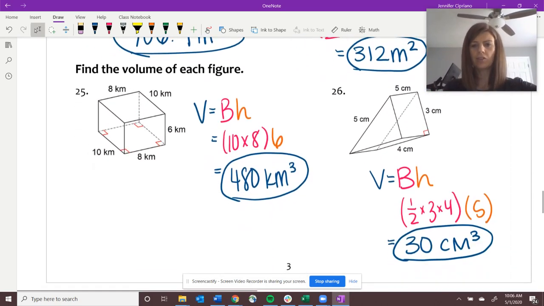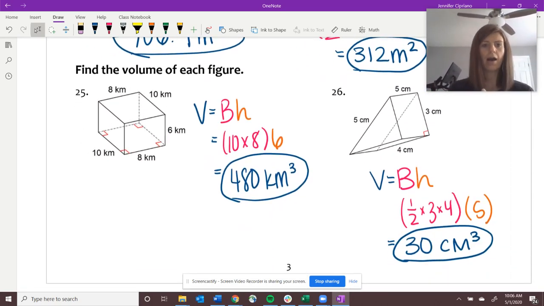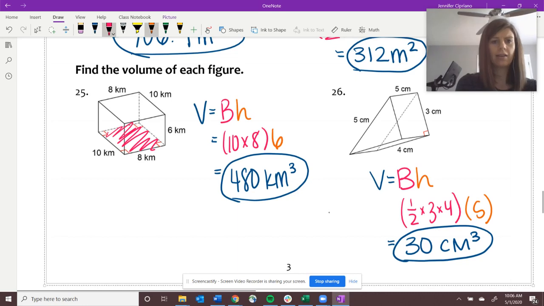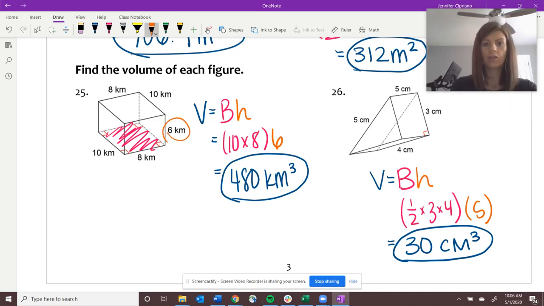All right, so moving on to volume. The volume of a rectangular prism or a box is the area of the base times the height of the prism. So the area of the base here is 10 times 8. That's the base of this prism. And the height is the 6. So 10 times 8 times 6 gives us the 480 meters cubed.